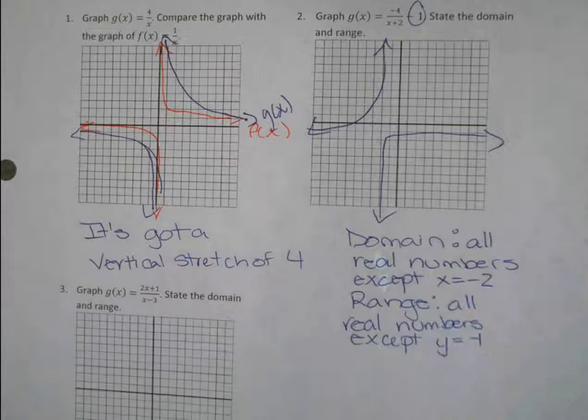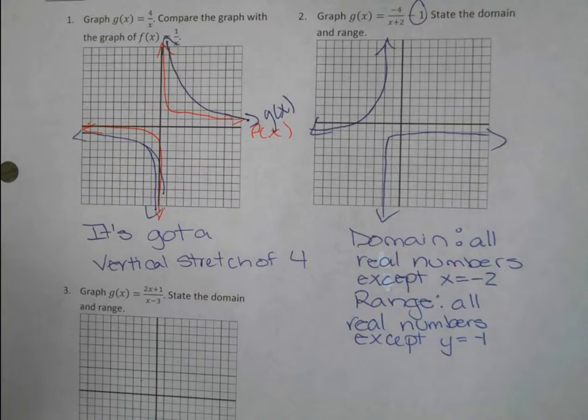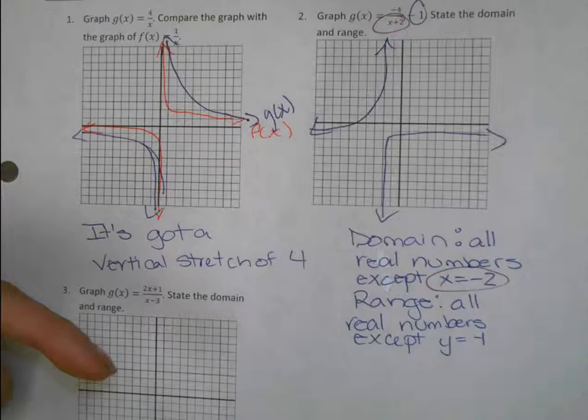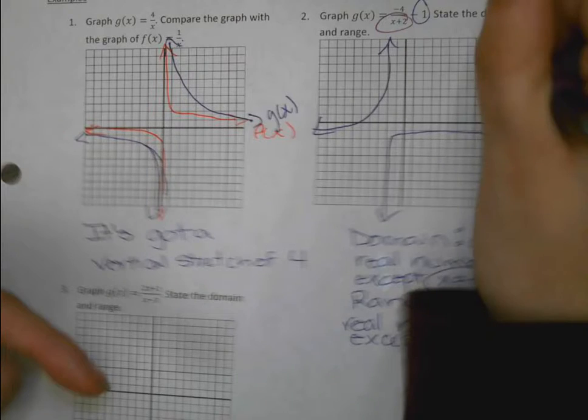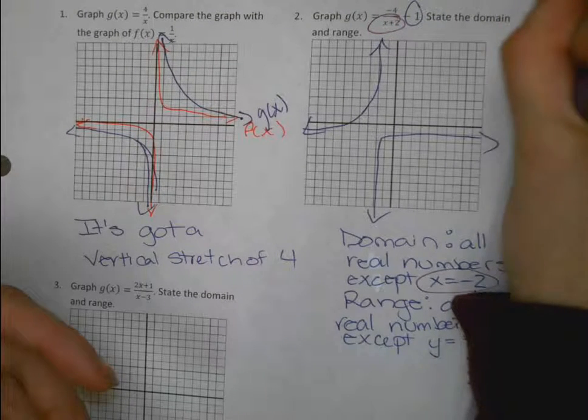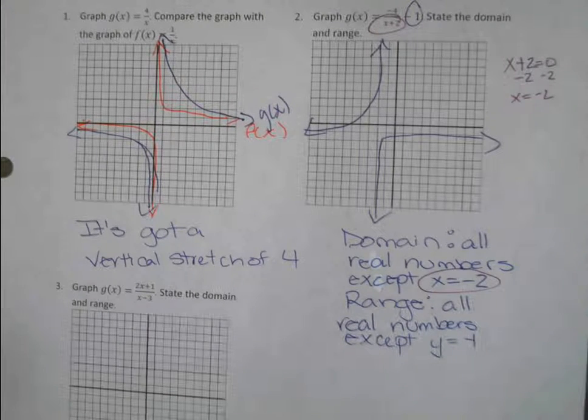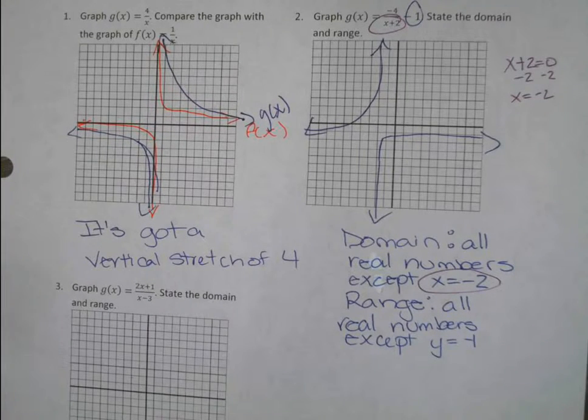Okay, so the y equals negative 1 came from the number at the end of the equation, and if I notice, this piece right here, the x equals negative 2, I can get this from my denominator if I set it equal to 0. So if I do x plus 2 equals 0, and then solve it, I get x equals negative 2 for where my domain has the hole. Questions on number 2?